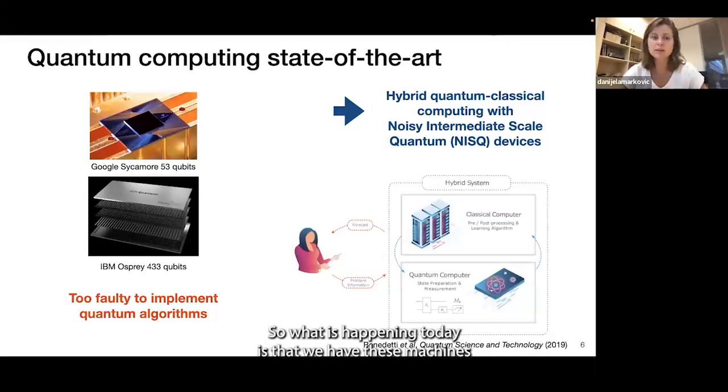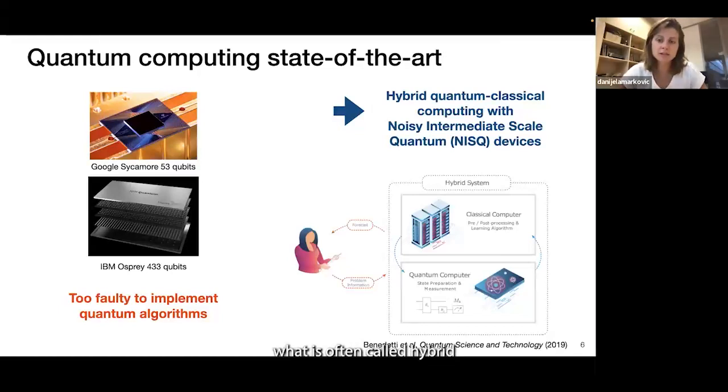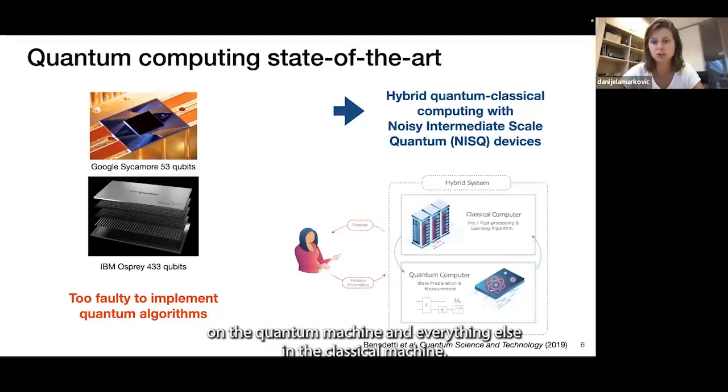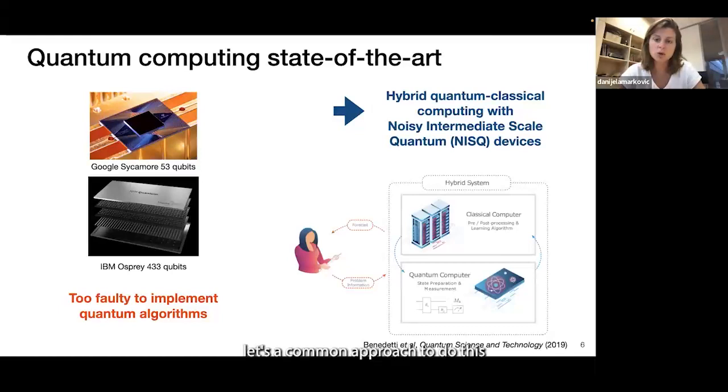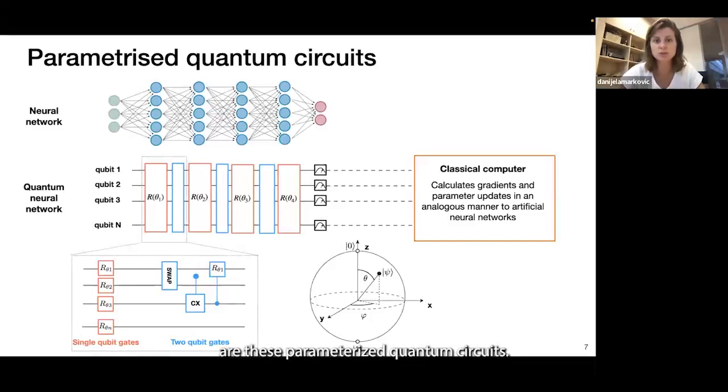What is happening today is that we have these machines that are often called noisy intermediate scale quantum devices, on which we can try to implement what is often called hybrid quantum classical computing, where we design algorithms to do only the crucial part that can be accelerated on the quantum machine, and everything else on the classical machine. And the most common approach to do this are parametrized quantum circuits.